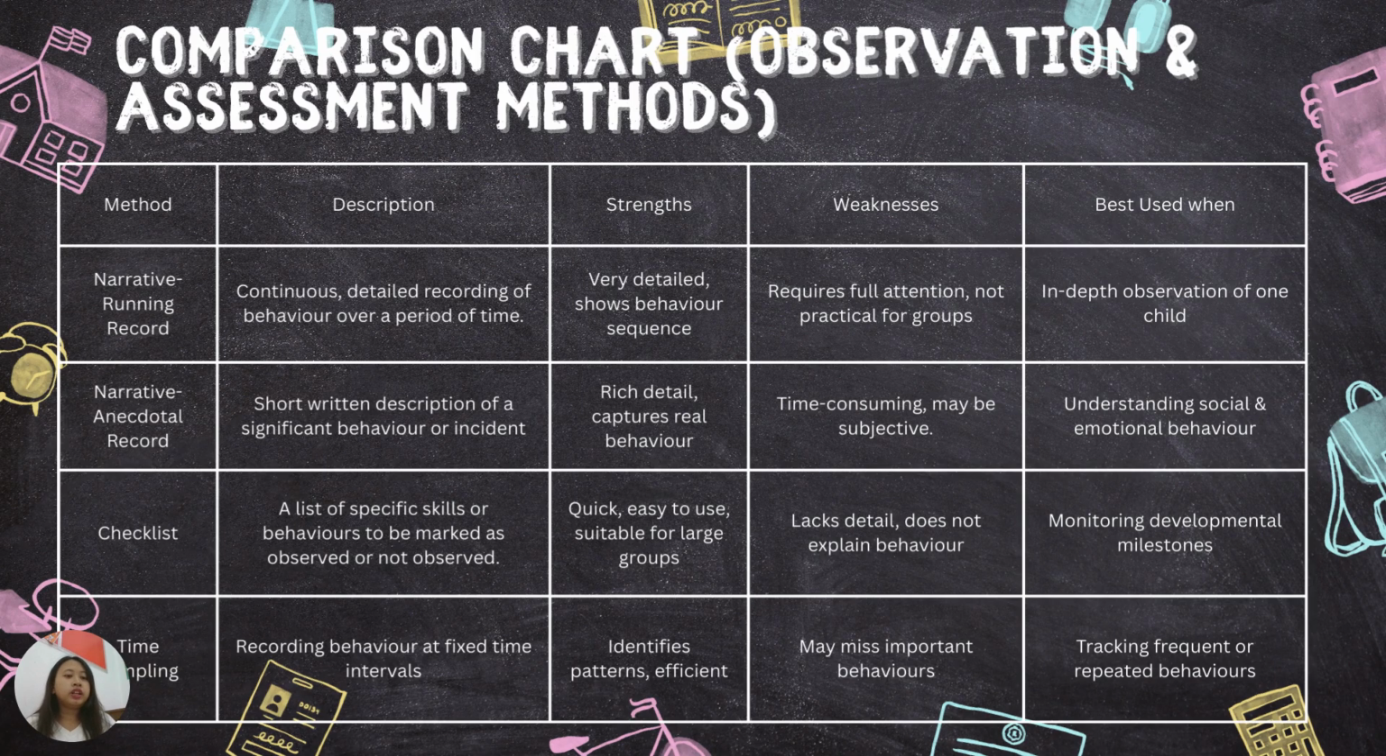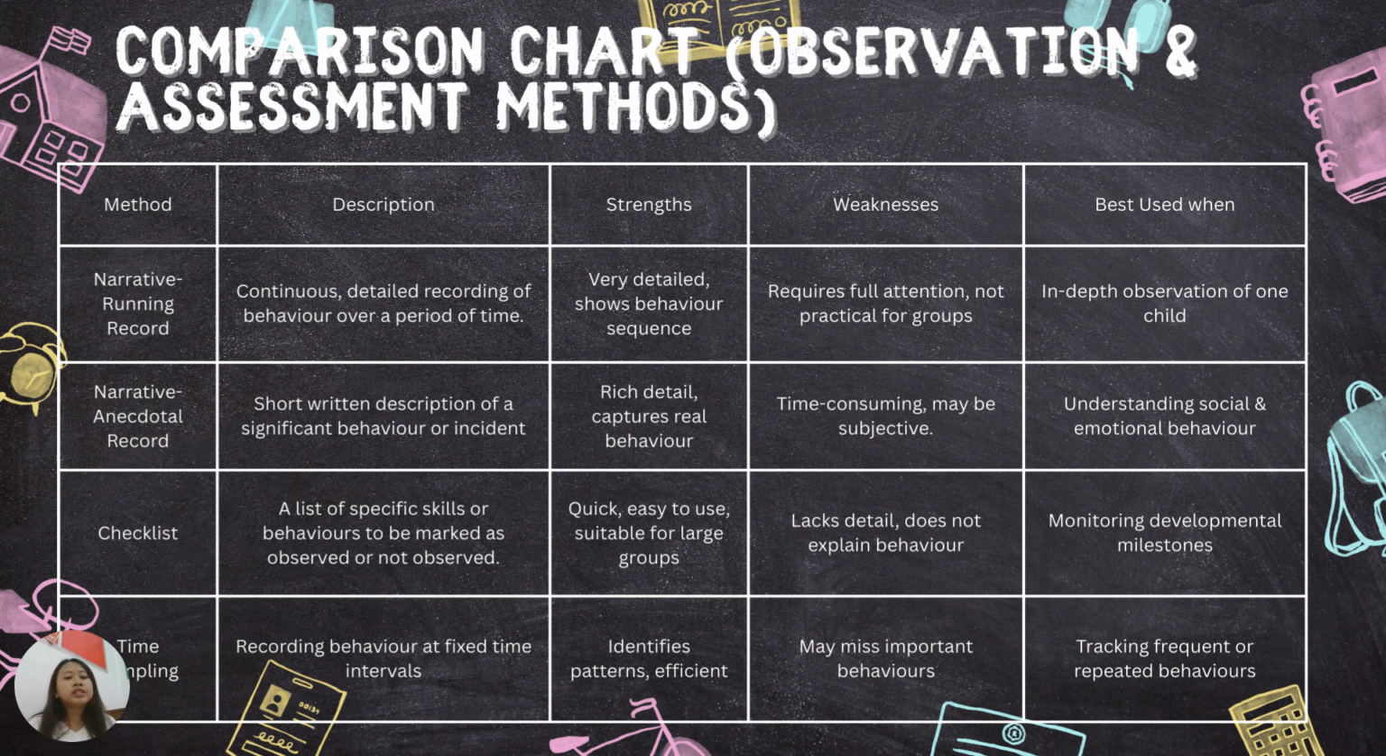The next one, narrative anecdotal record. It is a short written description of a significant behavior or incident. Its strength is that it is rich in detail and captures the real behavior. But the weakness is that it is time consuming and might be subjective if not written carefully. It is best used for understanding social and emotional behavior.